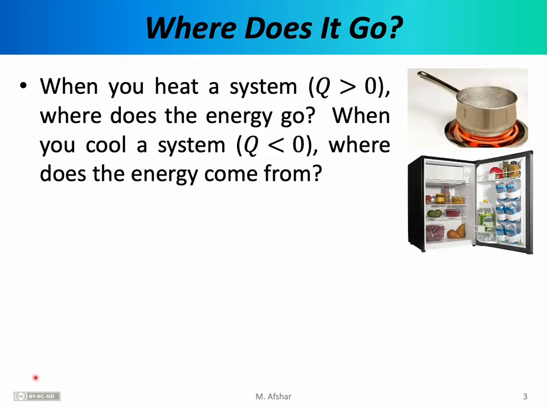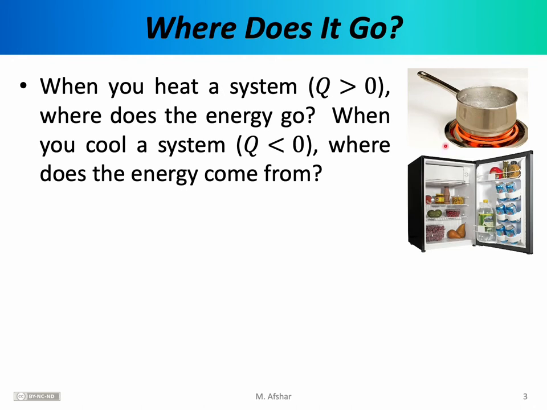To better understand and quantify internal energy, let's talk about heat for a minute. Recall that heat is the change or transfer of internal energy. There are three main mechanisms for heat. They are thermal conduction, thermal radiation, and convection, which we've discussed in a previous lecture. For now, we don't care too much about the exact mechanism for heat. Instead, we're interested in the following question. When you heat a system, where does the energy go? Or equivalently, when you cool a system, where does the energy come from?